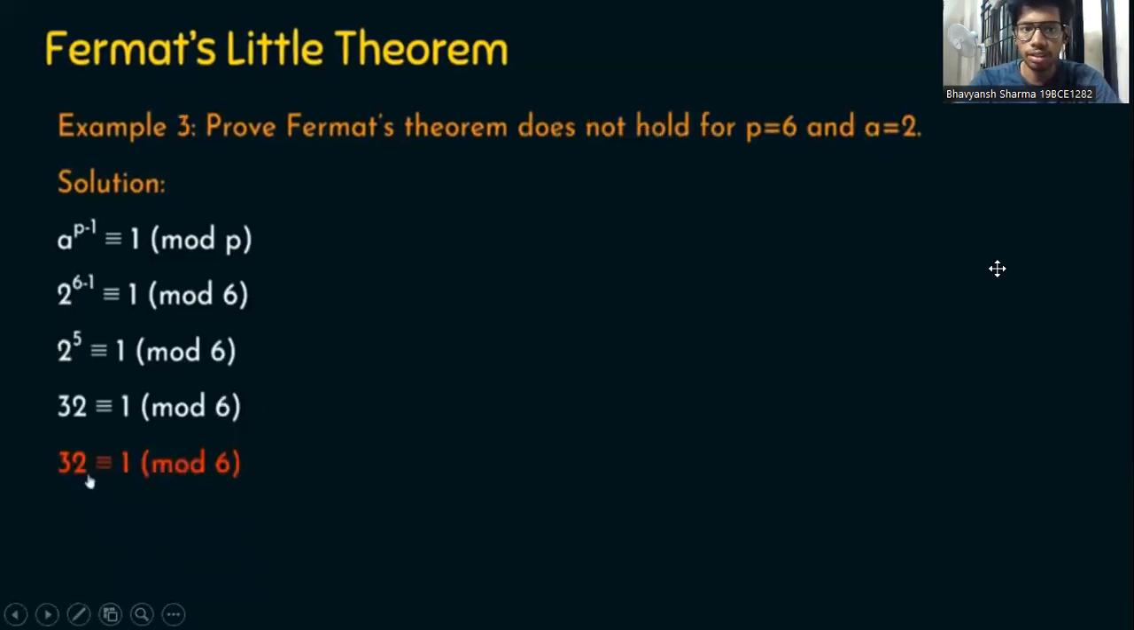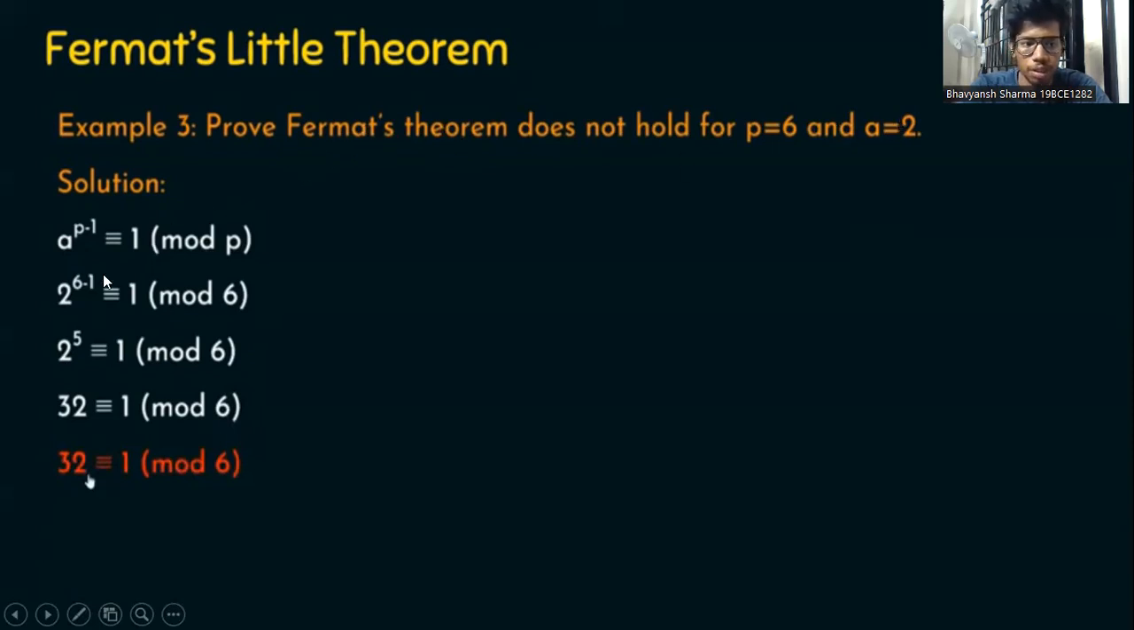Now the last example for Fermat's little theorem. We have to show that for P equal to 6 and A equal to 2, Fermat's theorem is not applicable. P equal to 6 is not a prime number. Hence, our first condition is false. Second, A is a positive integer. Yes, so the second condition is fulfilled. Third condition is A is not divisible by P, which is also true because 2 is smaller than P and hence not divisible by P. But because of the first condition being invalid, it would not follow Fermat's theorem.